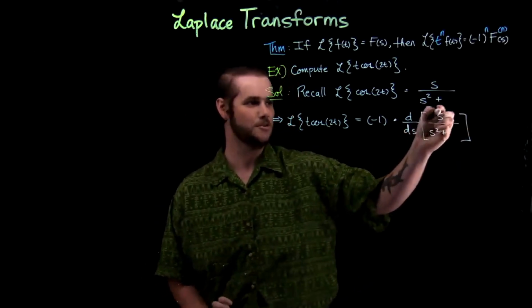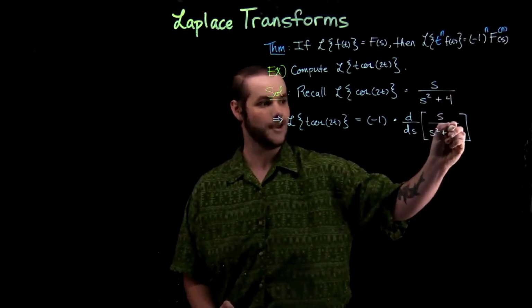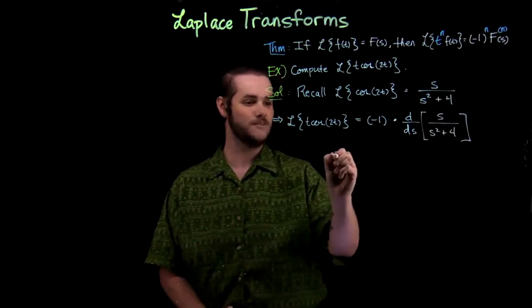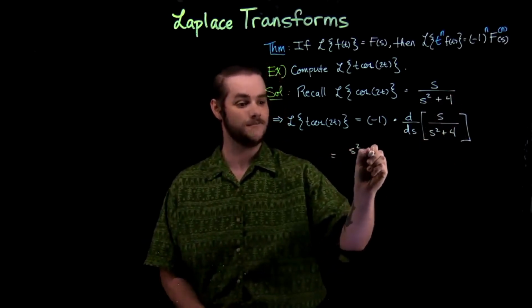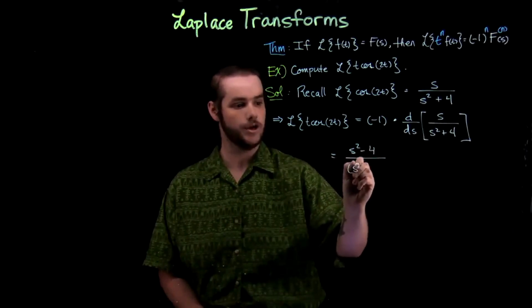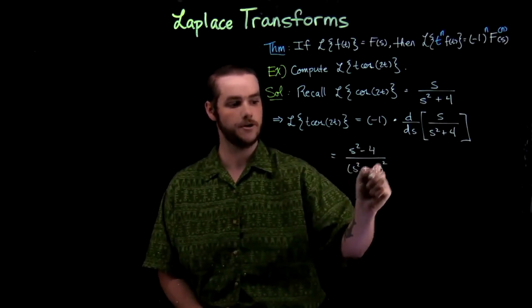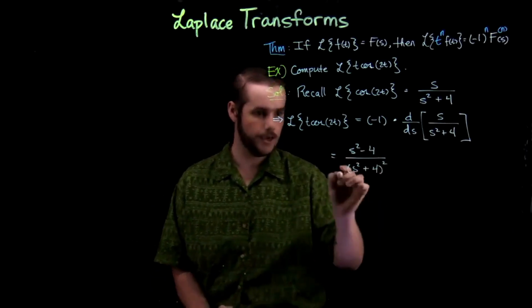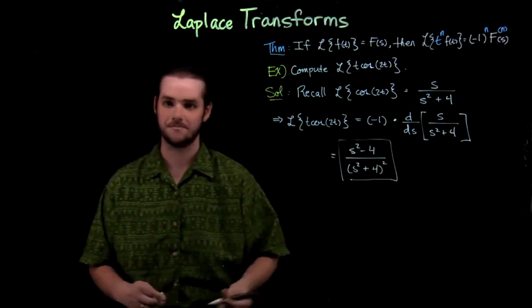Jumping in with a quick typo here, sorry. It should be 4 and 4. So that derivative is s squared minus 4 over s squared plus 4 squared. And that would be the transform.